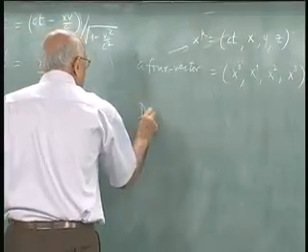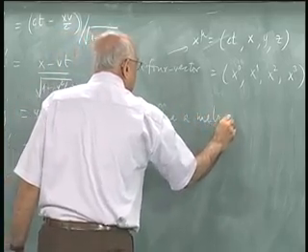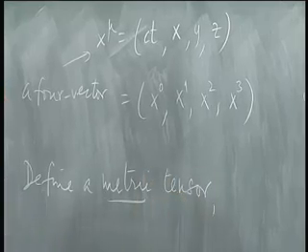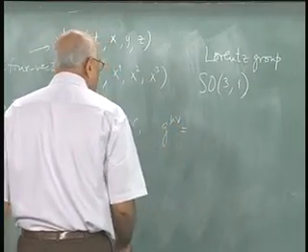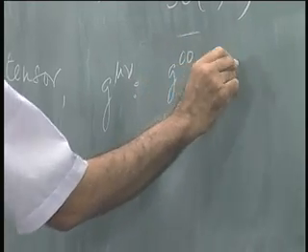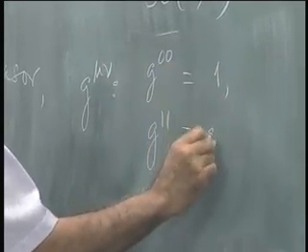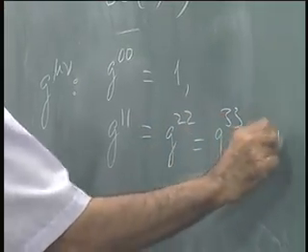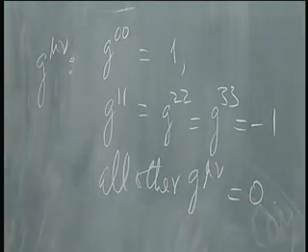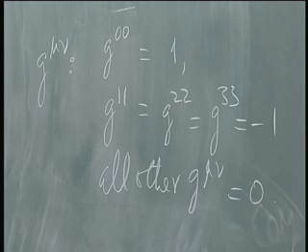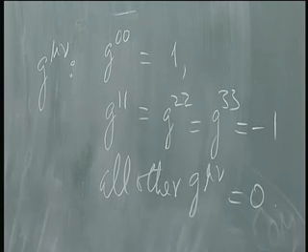Then I define a metric tensor, g mu nu, which is given by, such that g00 equals 1, g11 equals g22. I am doing this very badly, I should do this a little more systematically.